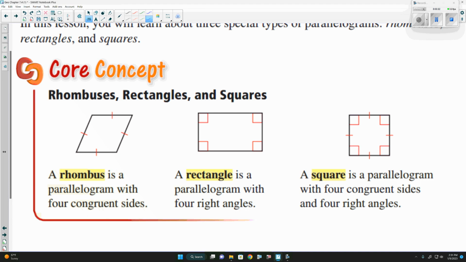More specifically, whenever we name something, we always name it by the most specific name possible. So if we're told that it just has 4 right angles, the most specific we can name it is a rectangle. If we're told that it just has 4 congruent sides, we're going to name it a rhombus. Now, there are going to be some times it says give all the names. We're going to give them all.